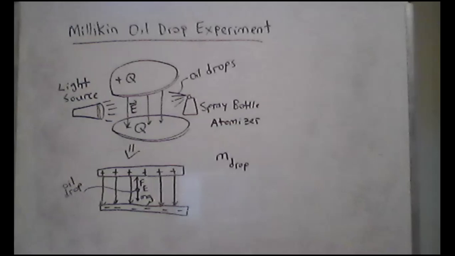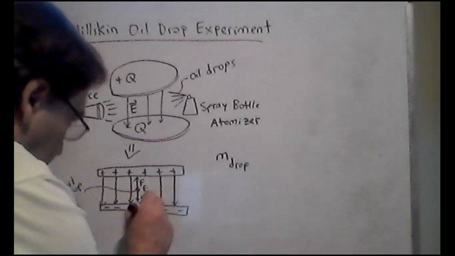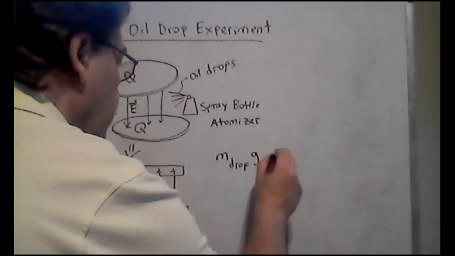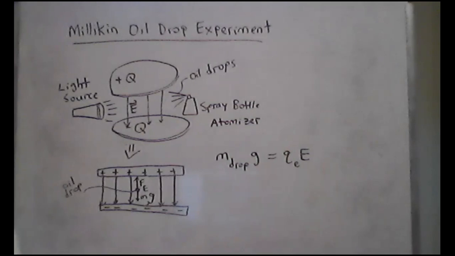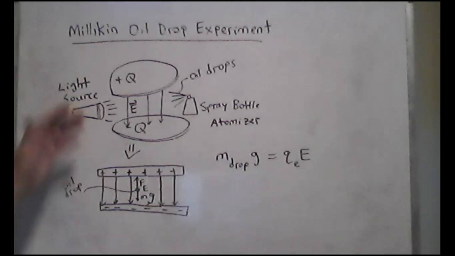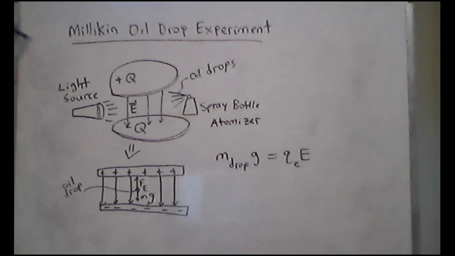So again, this M is the mass of the drop. Too small to write here, but the mass of the drop times gravity, its weight, is counterbalanced by the electric charge times the electric field. That is when you see a balancing, and you can control this. Essentially the light source makes these drops appear to shine. They are very, very small. You can watch them and very carefully control when you get a balancing. When do they stop falling?